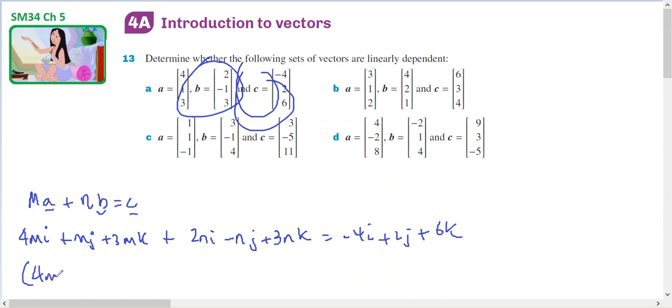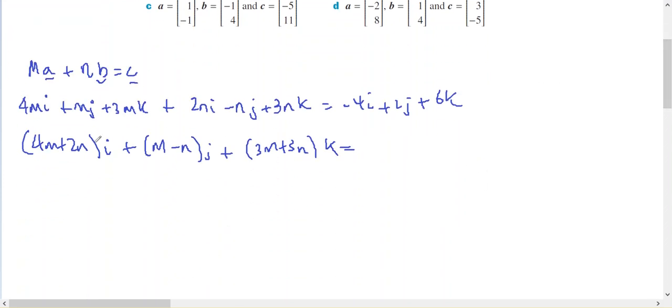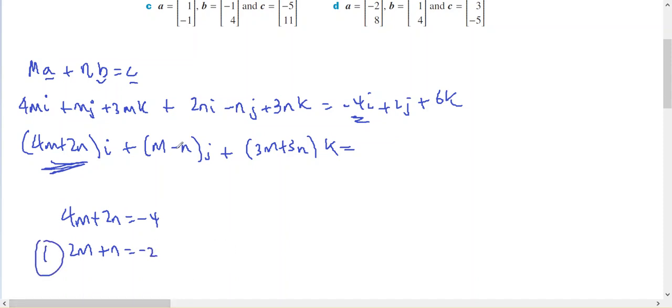We've got 4M plus 2N in the i, plus M minus N in the j, plus 3M plus 3N in the k, and that equals the right-hand side, which means this must equal negative 4. 4M plus 2N equals negative 4. I've got a common factor of 2 there, so 2M plus N equals negative 2. I'm going to call that equation number 1. Equation number 2 is M minus N equals 2.